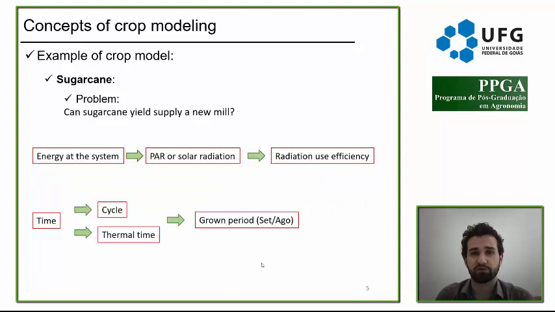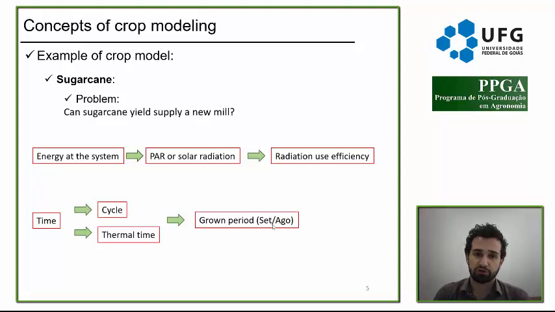The next step is to define how much time we have this crop in the field intercepting solar radiation and making this conversion of energy to biomass. The time can be defined using two approaches. The cycle, for example in Brazil, we have the sugarcane growing from September until May or August, when we make the harvest. So we have almost a year that the crop will be in the field growing.